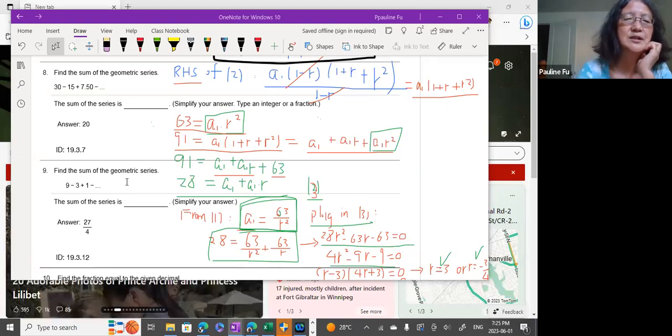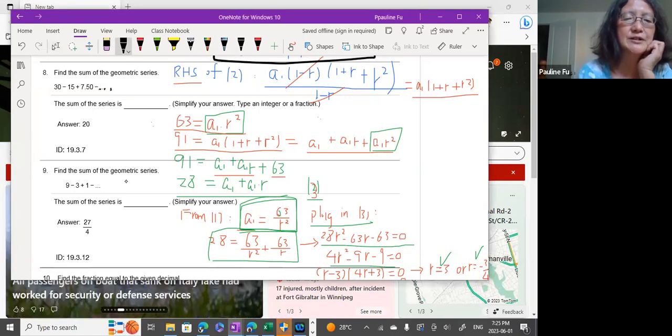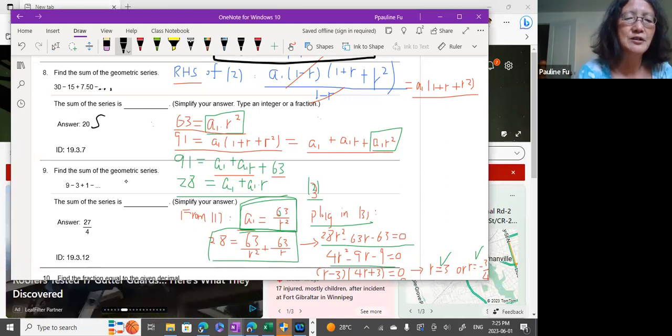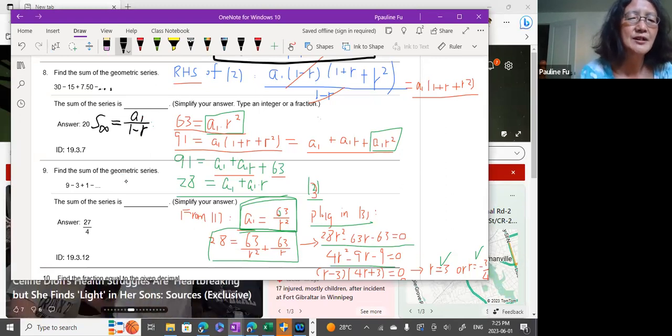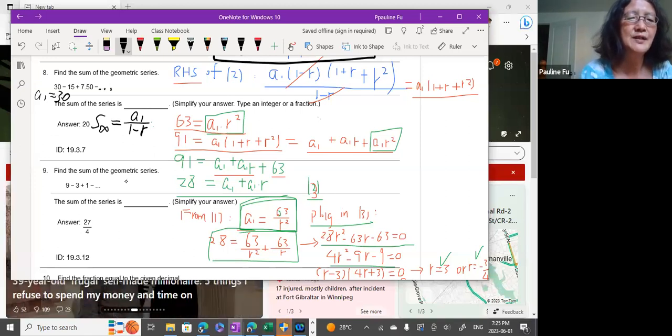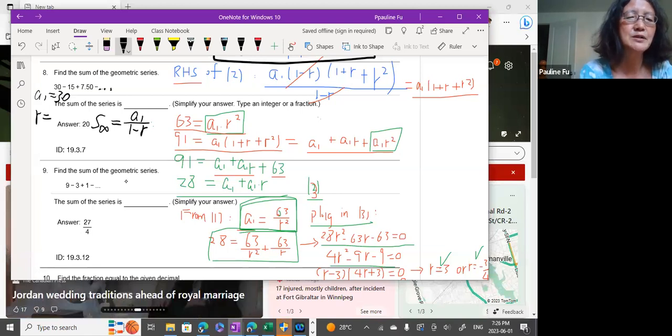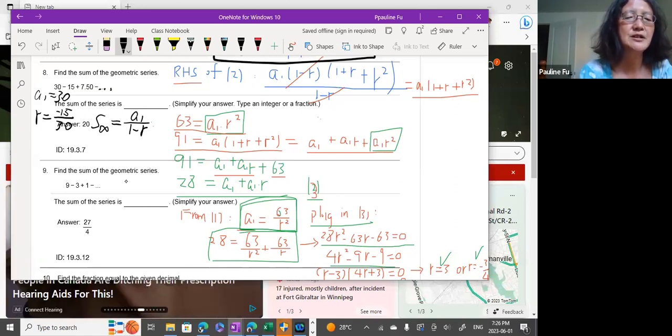How do we find this one? You see the three dots here. That means this is an infinite geometric sequence, and the sum for an infinite geometric sequence is just the first item over 1 minus r. The first item is 30. r is the ratio between the second item and the first item. Second item, -15; first item, 30. So r equals -1/2.